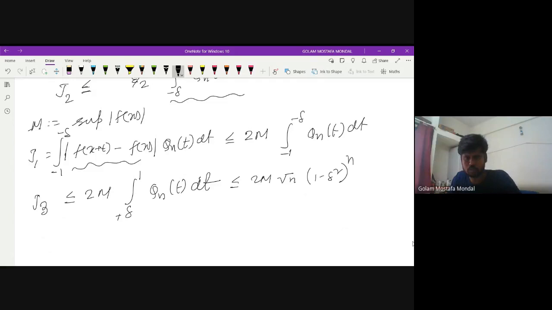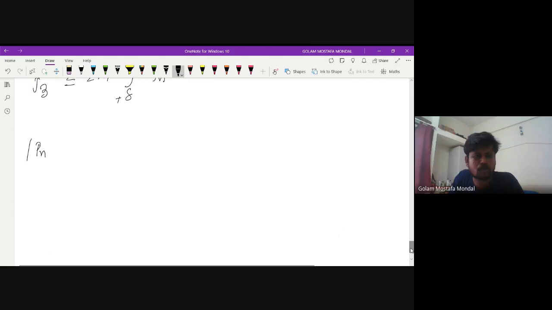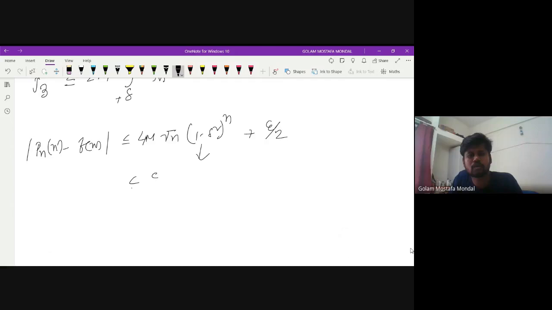Similarly for J1, this is also 2M root n (1 minus delta square) to the power n. So now |Pn(x) minus f(x)| is less than or equal to 4M root n (1 minus delta square) to the power n plus epsilon by 2, and this tends to 0, right? So one can make this less than epsilon. So this implies Pn tends to f uniformly on [0,1].